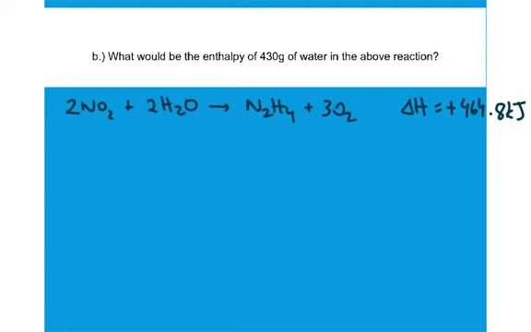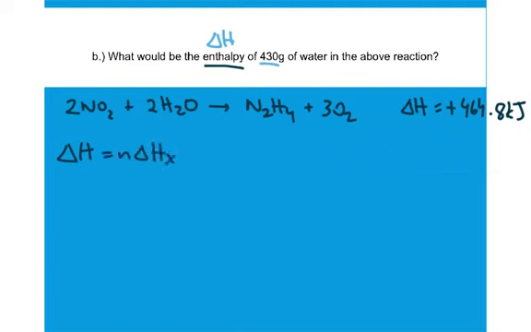All right, let's do our part B. Just like the last example of a part B, I've just written out the balanced equation and the delta H on this slide so we can see it, because we are going to need that information. So it says, what would be the enthalpy, so that's my delta H, of 430 grams of water in the above reaction. And in this case, I've just written it below. So if we have a look, again, delta H, we only have one equation that solves for delta H, and that is delta H equals n delta H x.